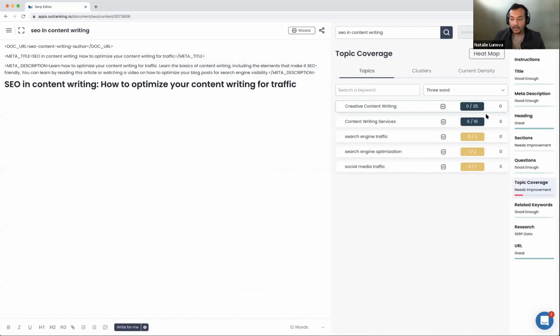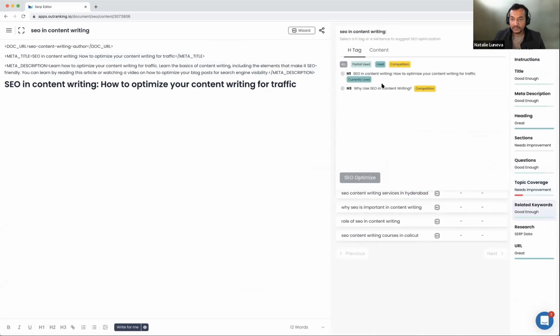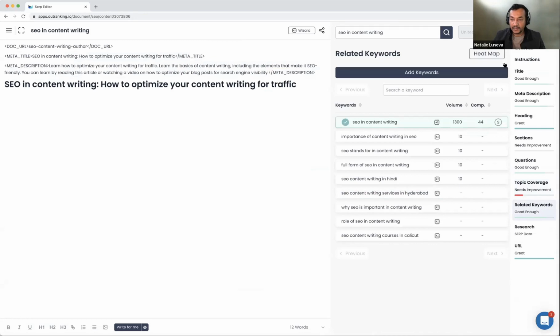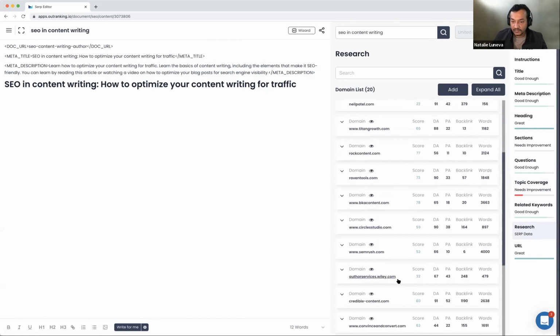Okay, now, similarly, we looked at this as well, and this has a similar option, which lets you dig into your competing data. Then there is research. In research, okay, there we go. These are the top 20 pages that are ranking in Google.